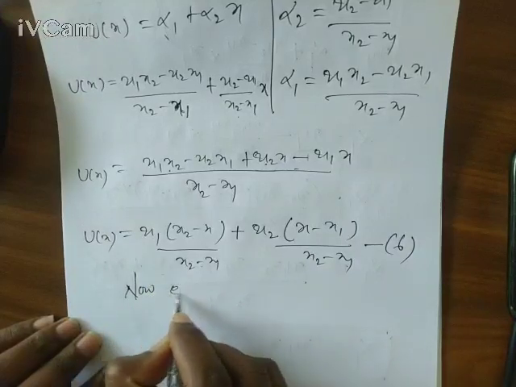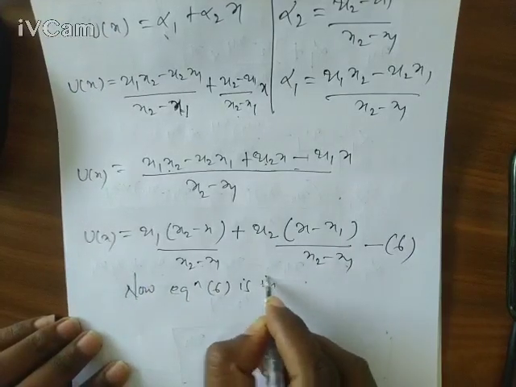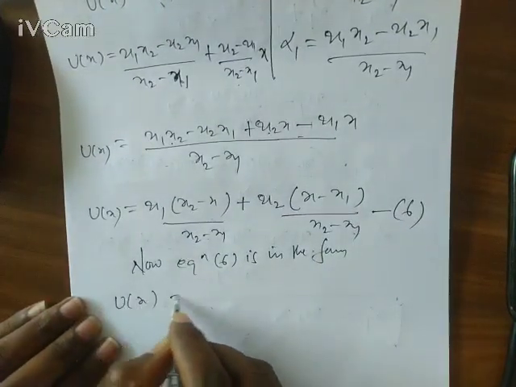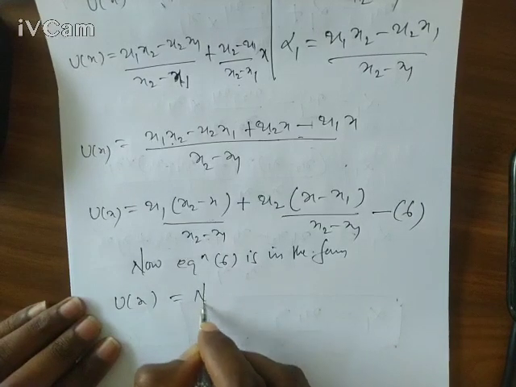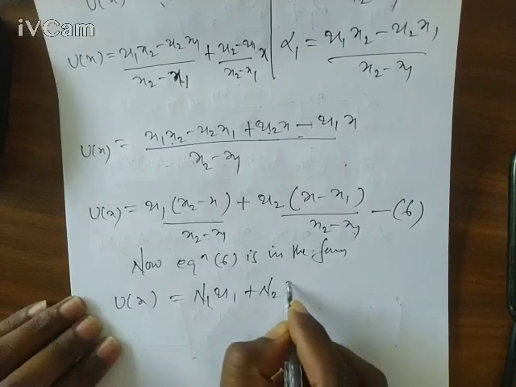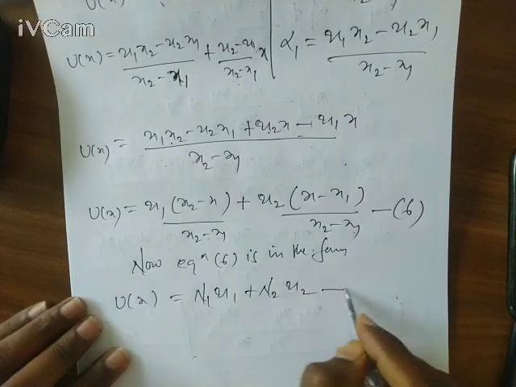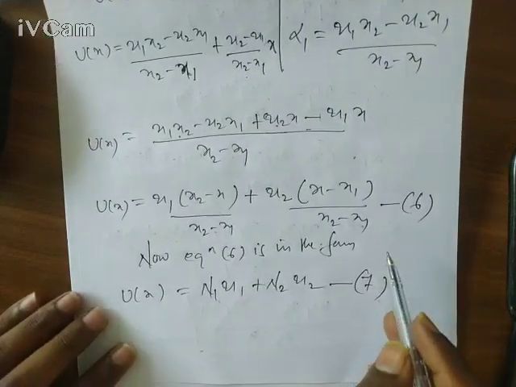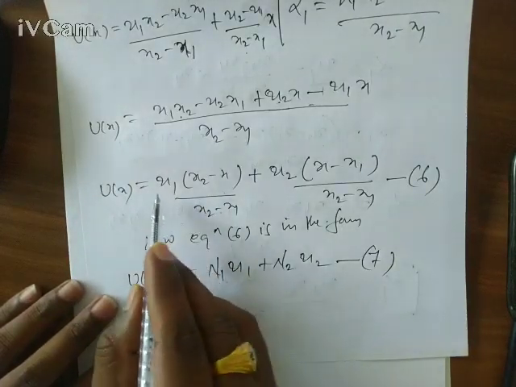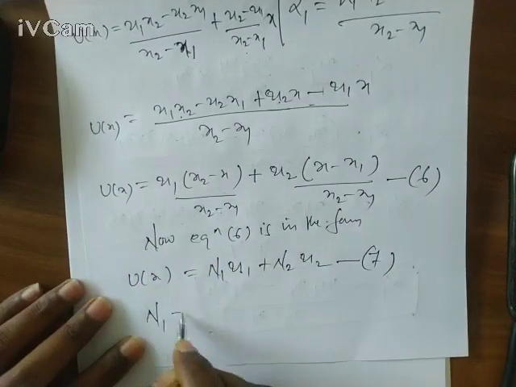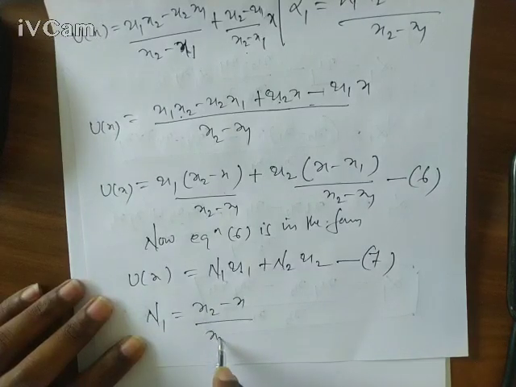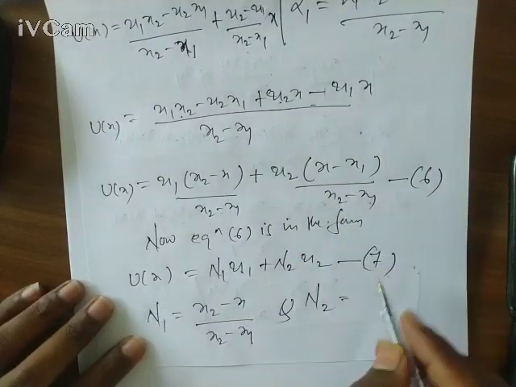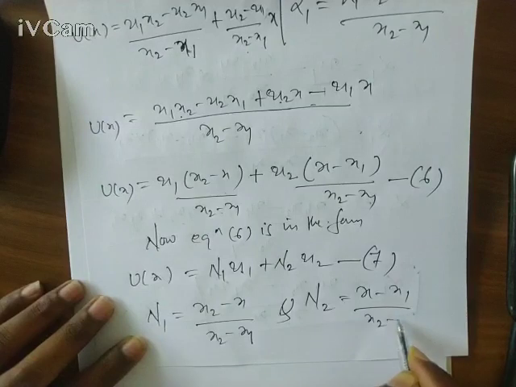Now equation 6 is in the form of u of x is equal to N1 u1 plus N2 u2. I am going to call this equation 7. Compare equations 6 and 7. From equations 6 and 7, u1 will be as it is, and N1 is x2 minus x divided by x2 minus x1. And for N2, u2 will be as it is, and N2 means x minus x1 divided by x2 minus x1.